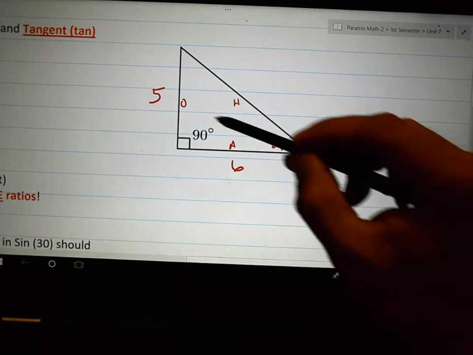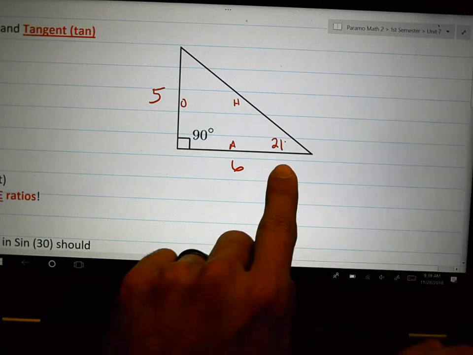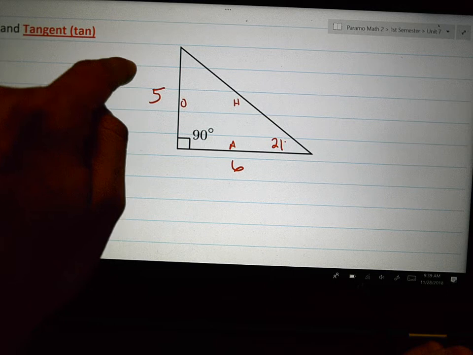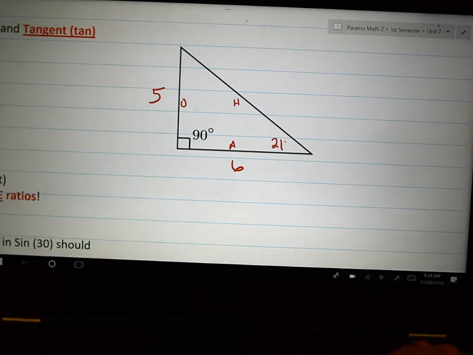Then the opposite over adjacent would be tangent. The tangent of this angle is equal to the opposite over the adjacent. That's how it's going to work.